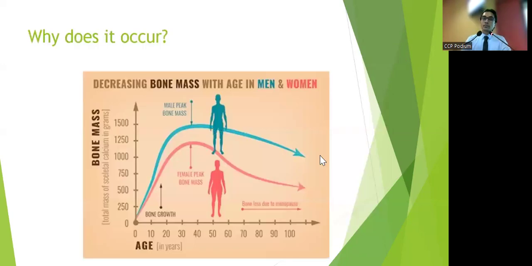So the cause for this low bone mass, the main culprit, is actually something we all have to go through. It is increasing age. Up to the age of 30, there is an increase in bone mass, and a person reaches his or her peak bone mass by the age of 30 to 35. From then on, there is a gradual reduction in bone mass, but this is much more prominent in females due to hormonal changes associated with menopause.